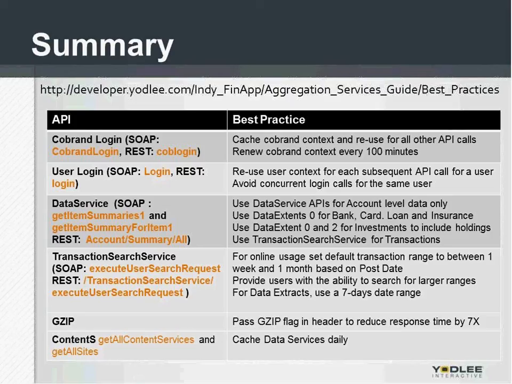And finally, use the Gzip compression flag to reduce the size of your response by 7x, and cache your data services locally. So hopefully you found all the performance tips to be fairly simple and fairly intuitive, and hopefully folks on this webinar are getting a lot of benefit out of this.